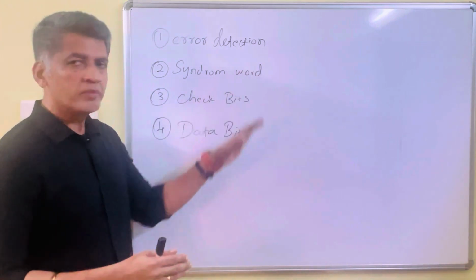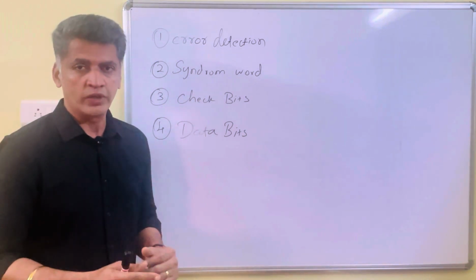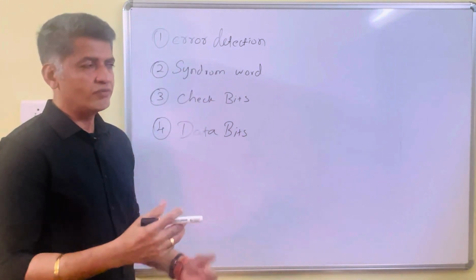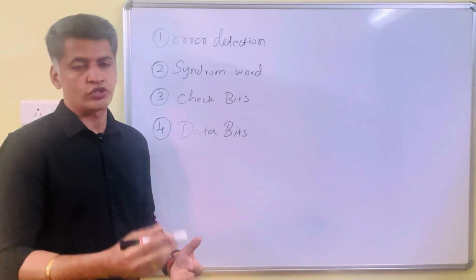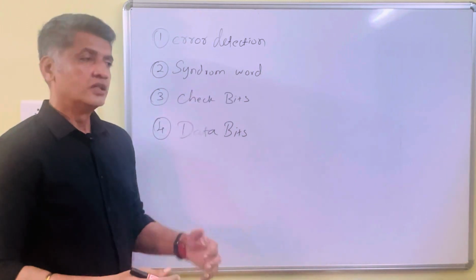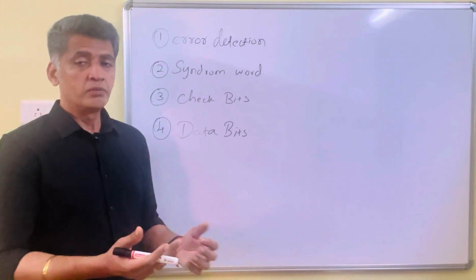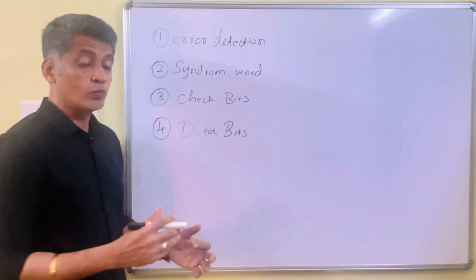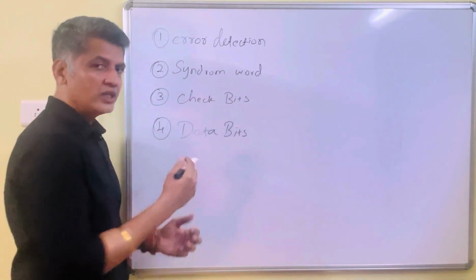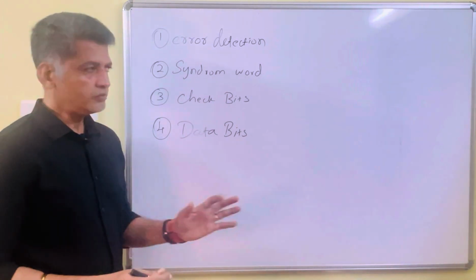So please remember these four terms in this syndrome word calculation for error detection. The first one is the syndrome word calculation, which we are using for error detection. The second one is the syndrome word. The previous version is Hamming code error detection and correction, but here we are going to see syndrome word calculation for error detection. So here we need to have the check bits and the data bits.